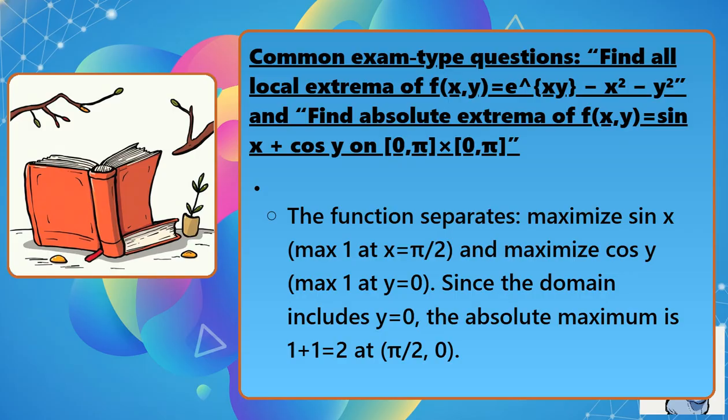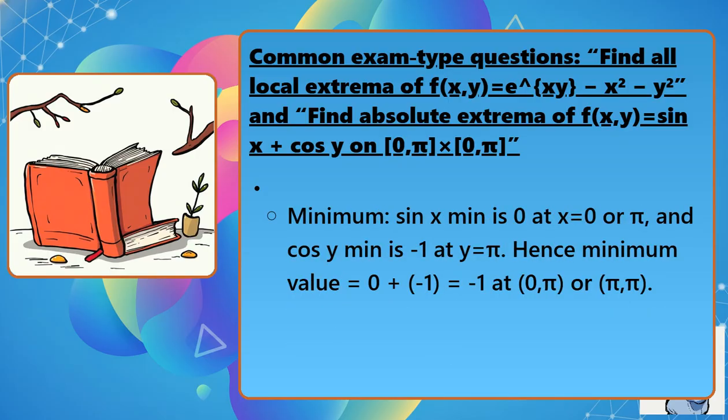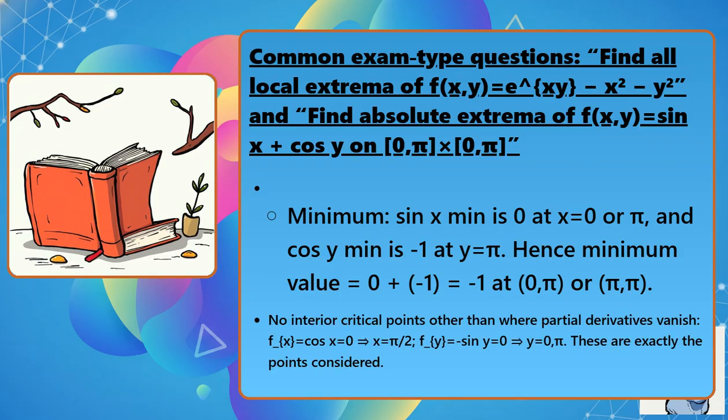(pi over 2, 0). For the minimum, sine x attains its minimum value 0 at x equals 0 or pi, and cosine y attains its minimum value negative 1 at y equals pi. Hence the minimum value is 0 plus negative 1 equals negative 1, occurring at the points (0, pi) and (pi, pi). There are no interior critical points other than where the partial derivatives vanish.